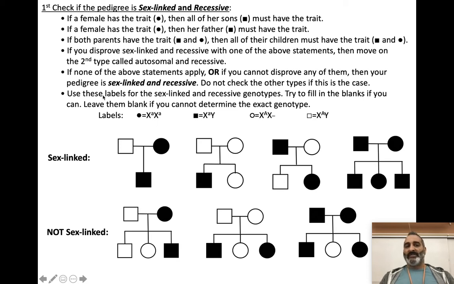So what does this statement say? Use these labels down here for sex-linked and recessive genotypes. Try to fill in the blanks if you can. See how there's a blank there? Leave them blank if you cannot determine the exact genotype. I'm going to show you what that means in a second.